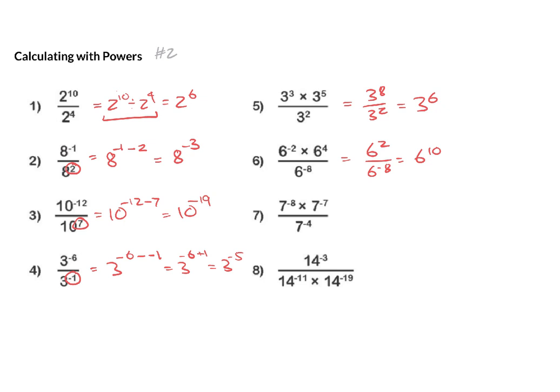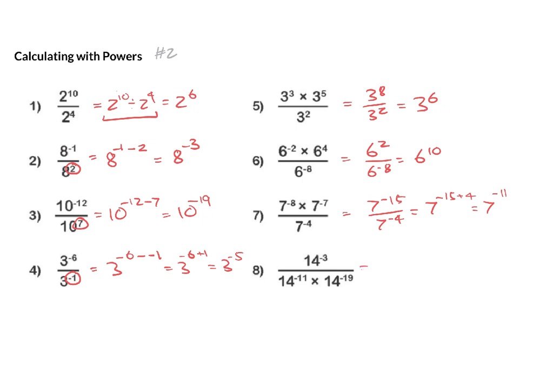With the next one then, I'm going to have 7 to the minus 4 plus minus 7, so that's minus 15, over 7 to the minus 4. Minus 15 minus minus 4 is 7 to the minus 15 plus 4, which is 7 to the minus 11. So again, what I did here, I added these two powers, giving me minus 15. I subtracted negative 4, which is the same as adding 4, and that gave me minus 11.